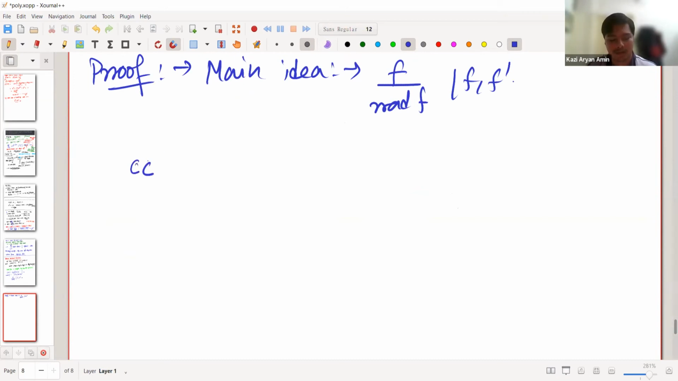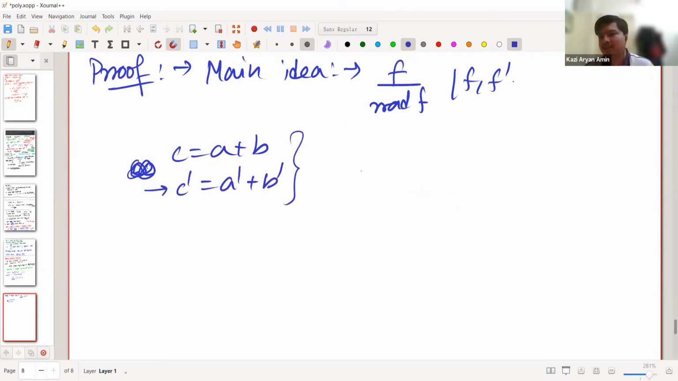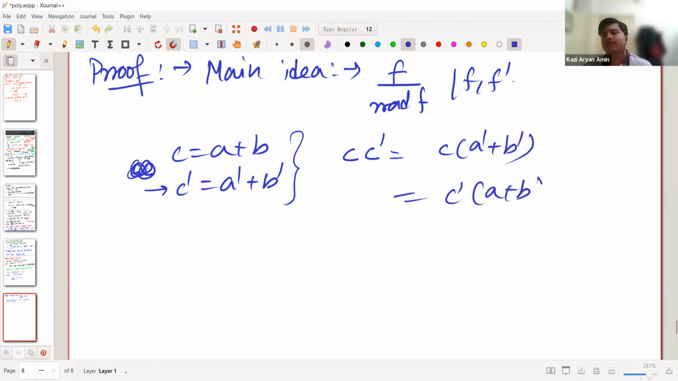How we really use it is, suppose you have c equals a plus b. When you differentiate it, you get c dash equals a dash plus b dash. We will try to extract an identity from these two equations. Suppose you double count c dash: you can write it as c times a dash plus b dash, and you can also write it the other way. This gives you bc dash minus b dash c equals ac dash minus ca dash.